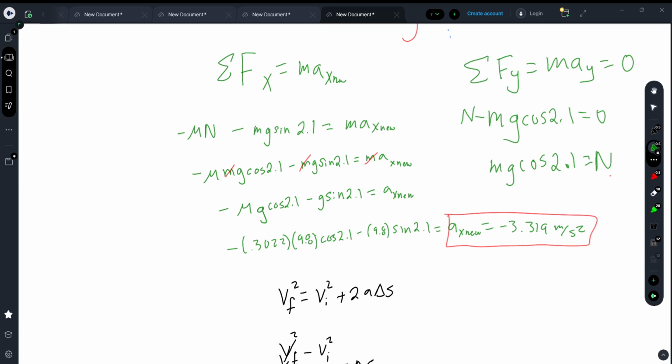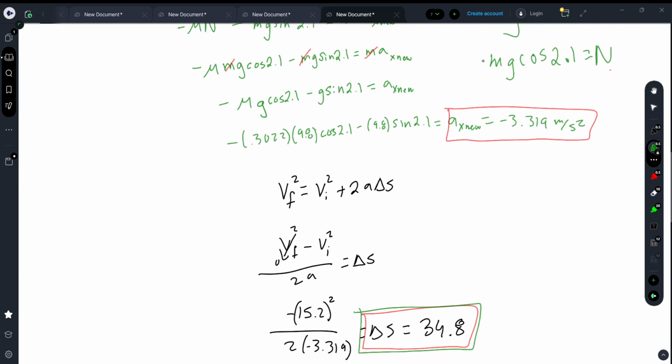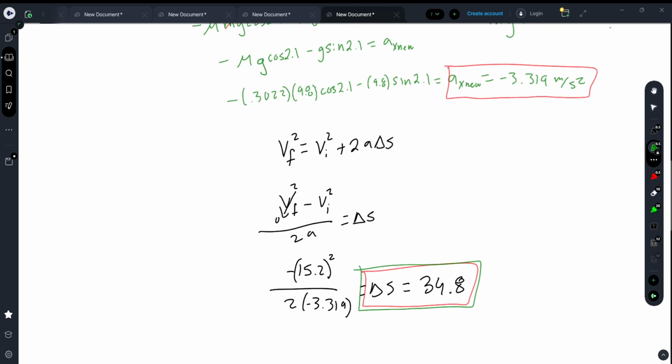And then once we have our new acceleration, we already have v final, v initial, and now we have our new acceleration. So we can solve for our new displacement, which I think is in meters, 34.8 meters.